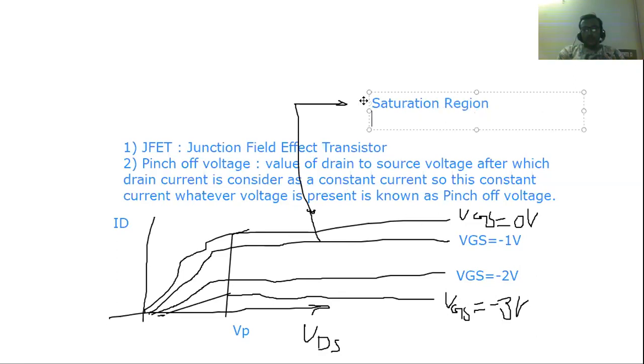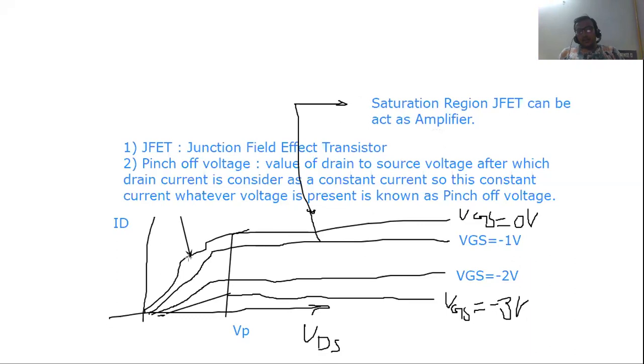In the saturation region, JFET can act as an amplifier. And see this, this is the region which is known as the ohmic region.